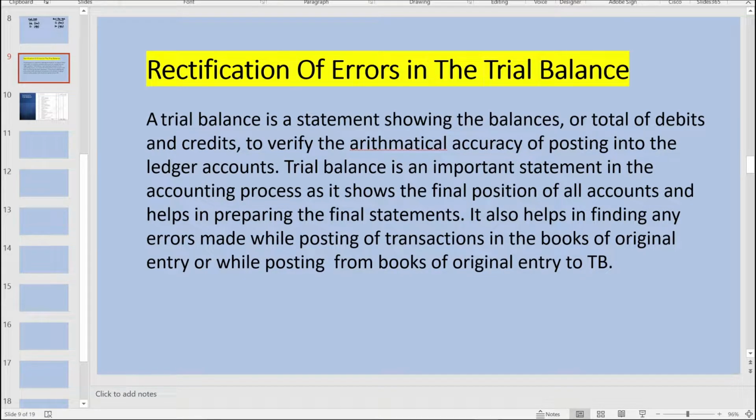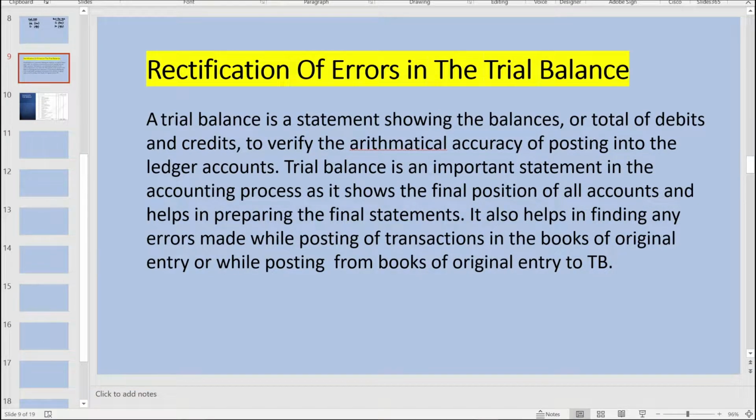Today I'm going to cover the topic rectification of errors in trial balance. In brief, I'll explain, as we have already done in my earlier videos. I have covered in detail trial balance and the posting of entries from original books of accounts to trial balance and to final accounts, that's trading and profit and loss account and balance sheet. But here I'll just revisit what a trial balance is and the debit and credit columns of the trial balance, and then we will discuss the theory part of rectification of errors in trial balance.